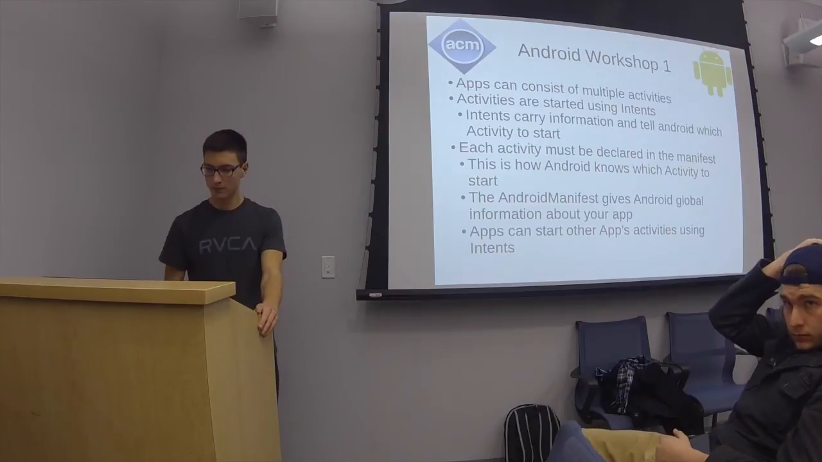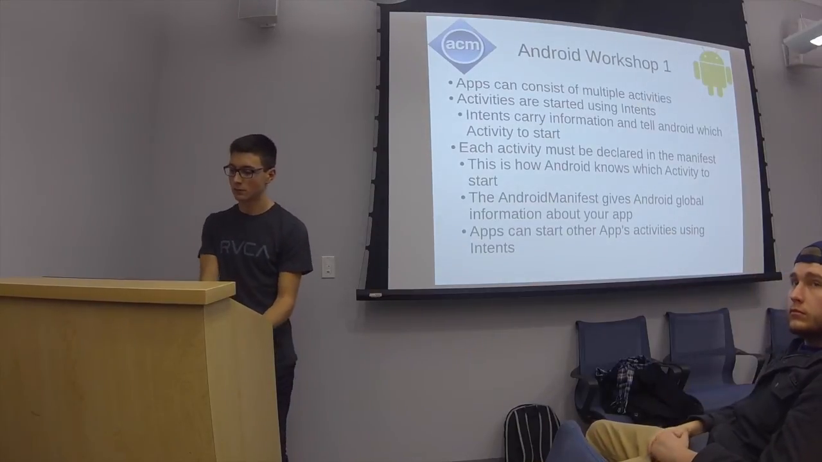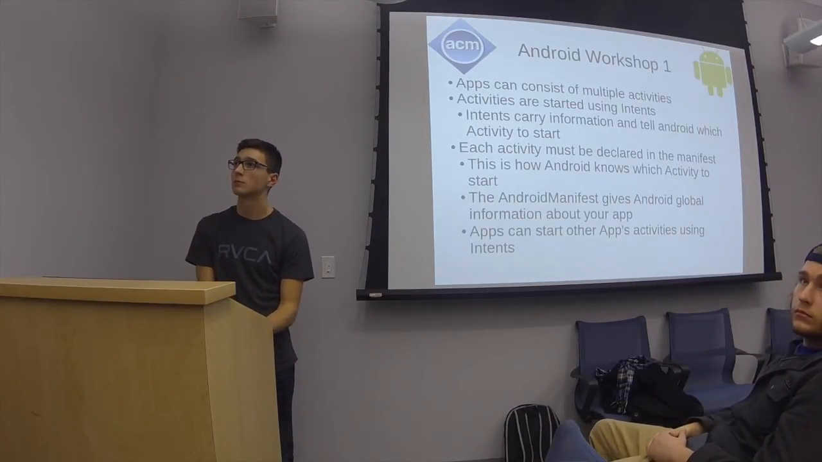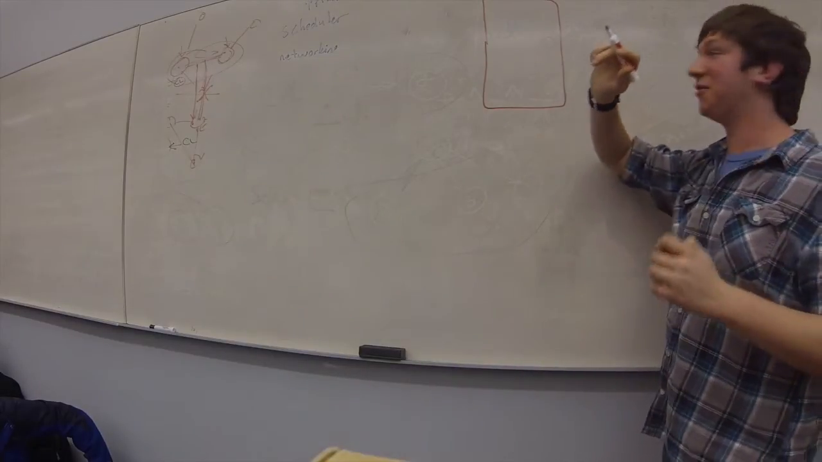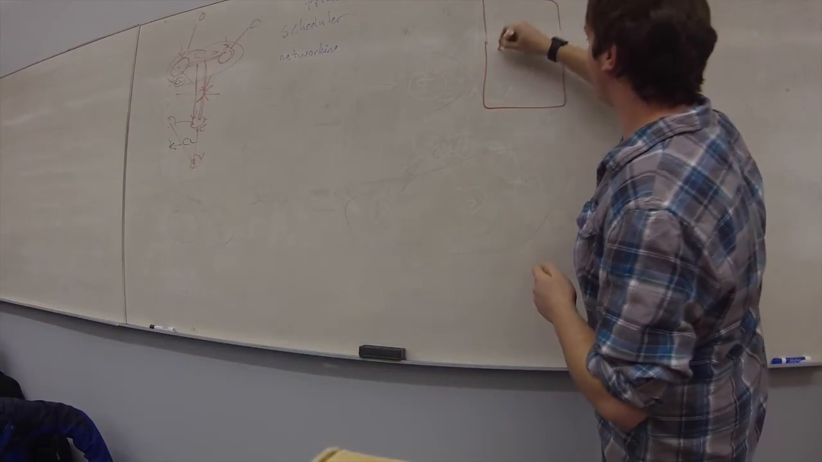So one way of writing Android UI apps is that you have this main activity. I don't know, I'm just going to say anything. Sorry, people on YouTube. So here's your main activity.